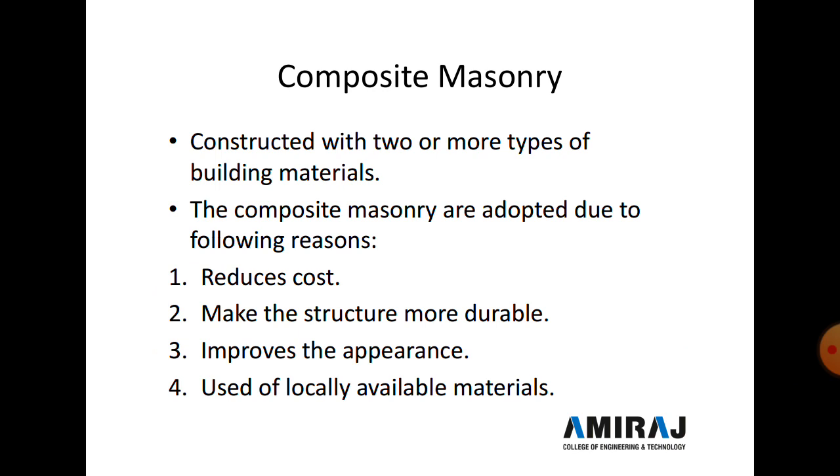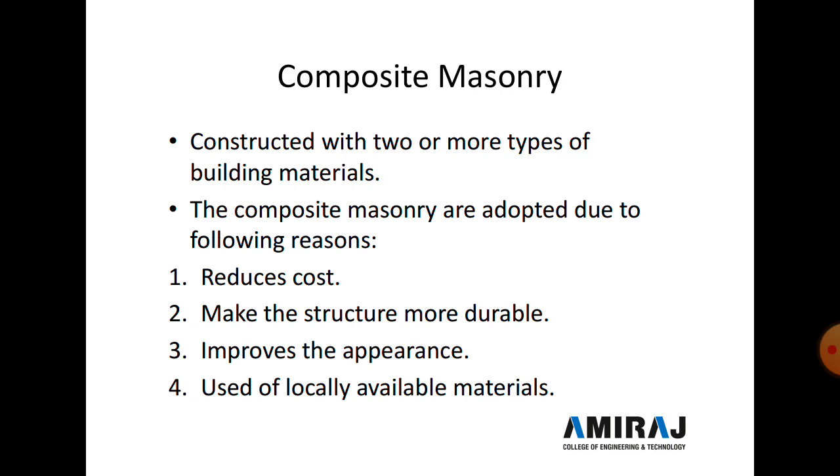Now in composite masonry work, the inner and outer faces are made by different materials or by the same material. For example, on the inner side we use brickwork and on the outer wall we use a stone face, or on both sides the material is the same. So on both the inner and outer sides we use the same material, like brick or stone, and it is called composite masonry.